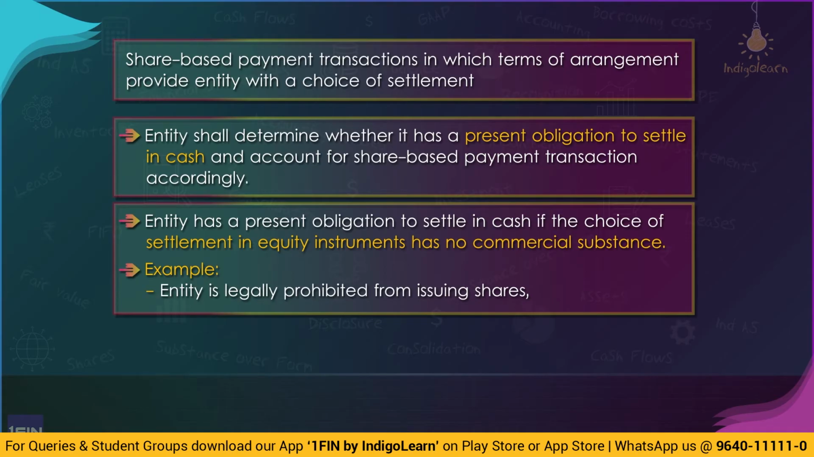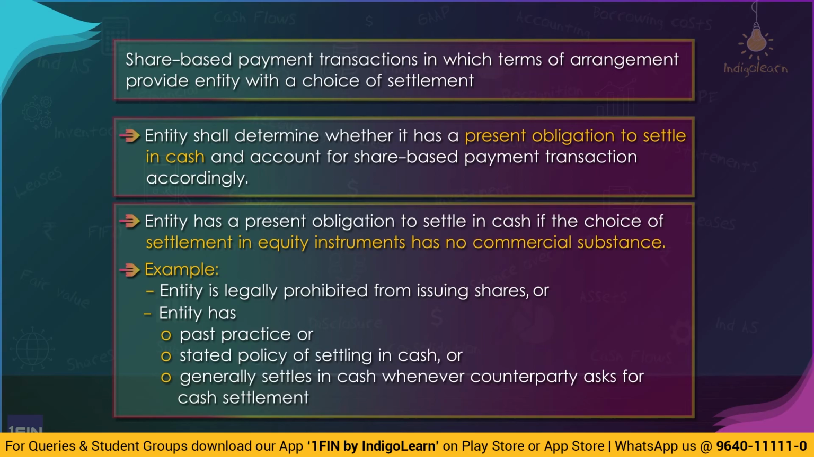Another case could be where the entity has a past practice of generally settling these kinds of transactions in cash, or the entity has a policy to settle the transaction in cash, or whenever the other party, even though they don't have a choice, comes up and says that we want cash, the entity honors them. So in all of these cases, there is a present obligation that the transaction will be settled in cash, and hence it will be accounted for as a cash settled transaction.